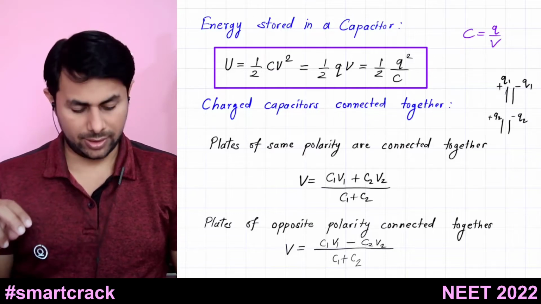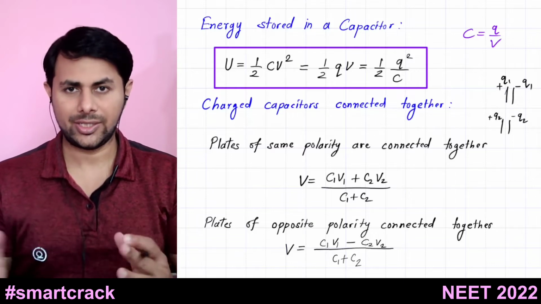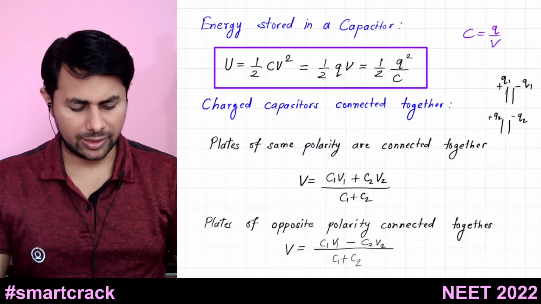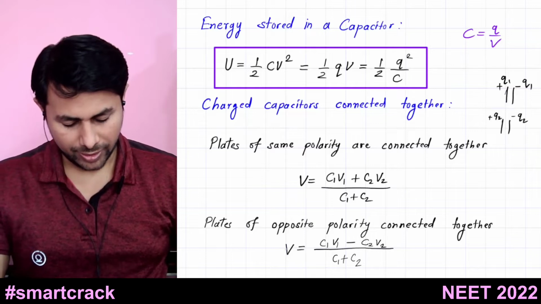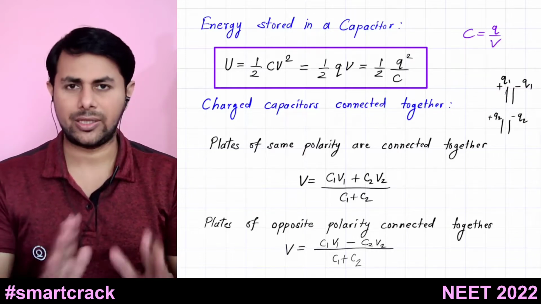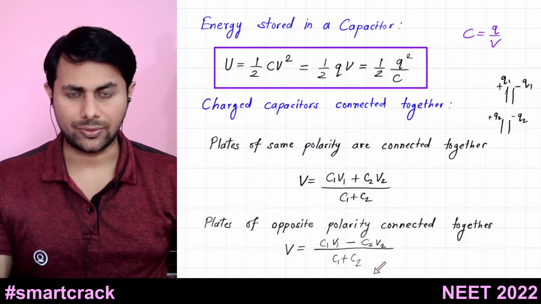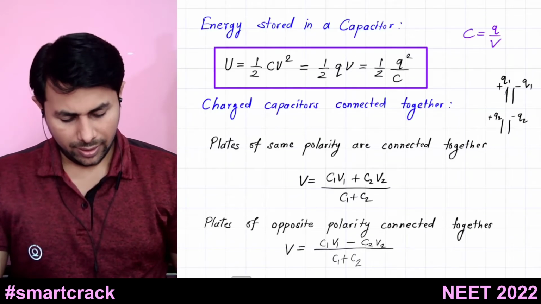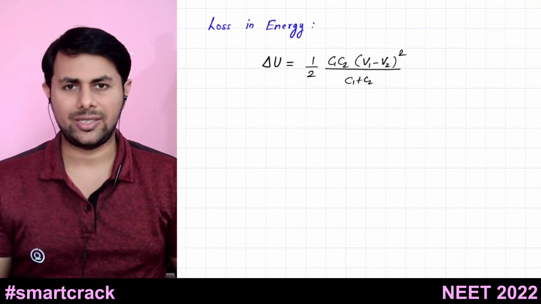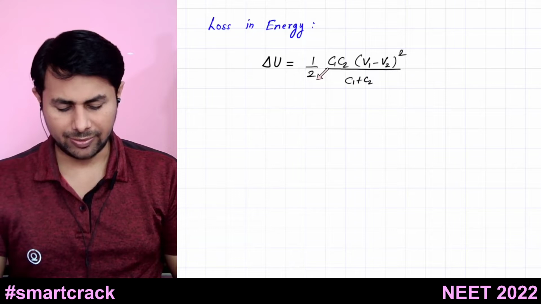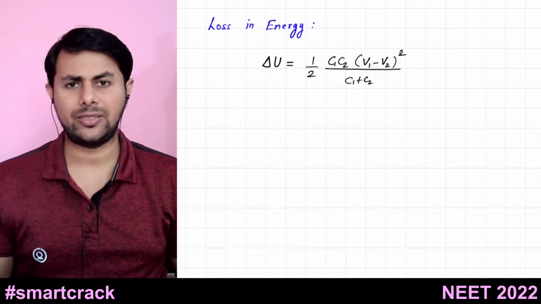And if you connect the plates with reverse polarity, opposite polarity, with each other, then what will happen? You are connecting positive with negative of the first one and second one, and vice versa. Then you will get the potential difference between them as V equals C1V1 minus C2V2 divided by C1 plus C2. And in doing so, there will be some loss in the energy of the system, and that loss in energy is given by this formula: half of C1 C2 multiplied by (V1 minus V2) square divided by C1 plus C2.